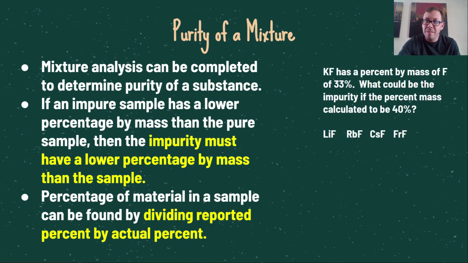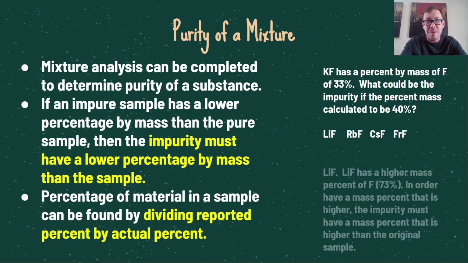KF has a percent by mass of F of 33%. What could be the impurity if the percent by mass is calculated to be 40%? The options are LiF, RbF, CsF, and FrF. So what we have is a percent by mass where the impurity caused the percent mass to be higher than what it should be. In this case, we want to look for which of the following four formulas gives us a higher percentage of F by mass. That means that whatever F is bonded to has to have a relatively low molar mass, because that's going to give F a higher percentage of the mass in the compound.